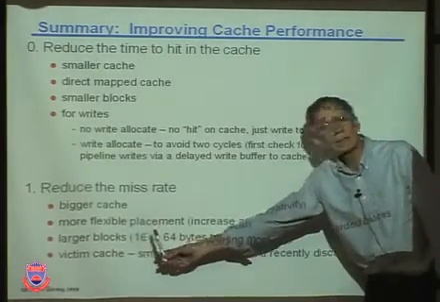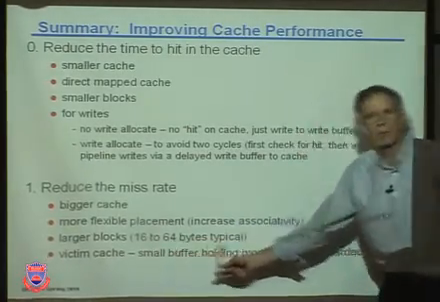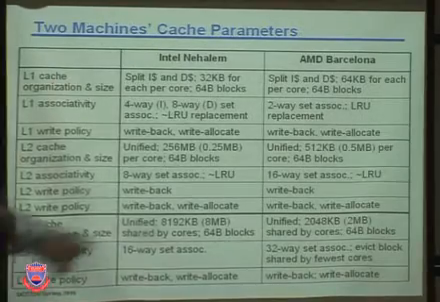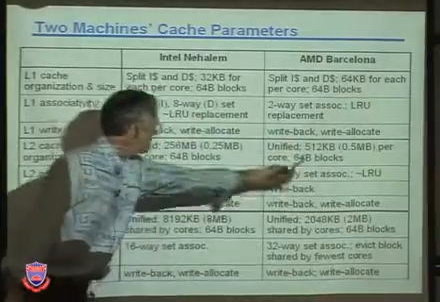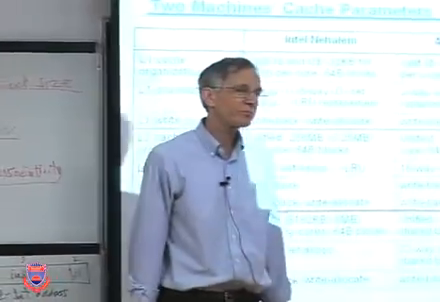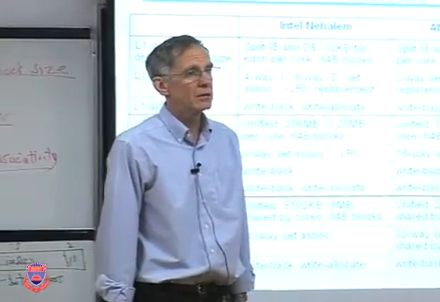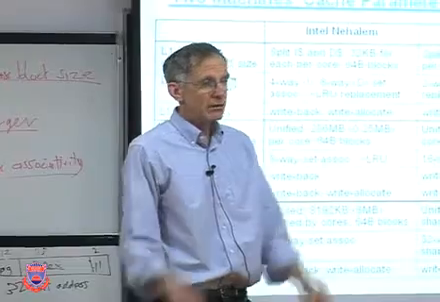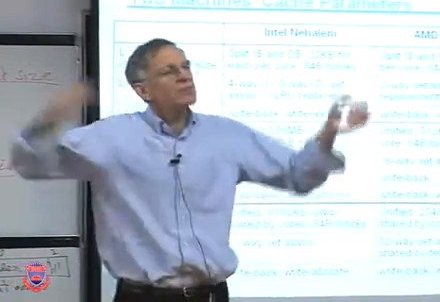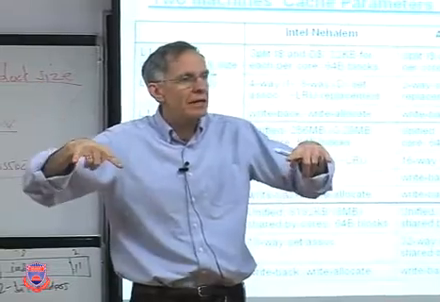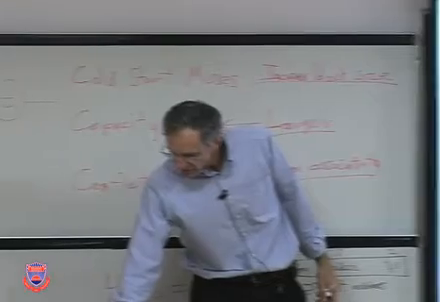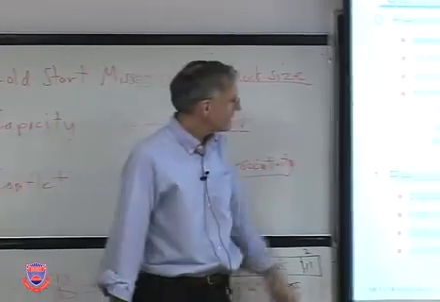Look, block sizes are typically not 4 bytes. They're typically 64 bytes. We saw in both of the previous processors, if you look, the block size, 64 byte blocks. How many words is that? If they're 32-bit words, 4 bytes, it's 16 words. If they're 64-bit words, only 8 bytes, it's still 8 words. 8-word block size or 16-word block size. Okay. Moving on.